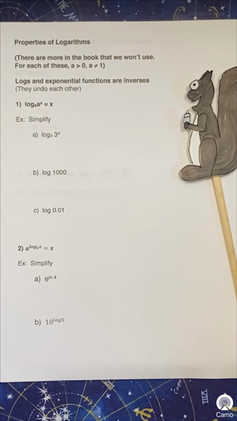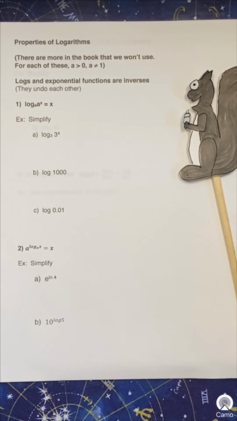As I've mentioned here, there are more properties in the book that we won't use, but I am happy to go over any of them. If you'd like to do a deep dive on logarithms, that's awesome. But for this particular class, we're picking and choosing just the interesting parts of logarithms that are going to help us with what we really want to do in chapter 6, and that's talk about saving up money, investing money, looking at things like sinking funds and payments and all that cool financial stuff. So this section is going to be a very light review.